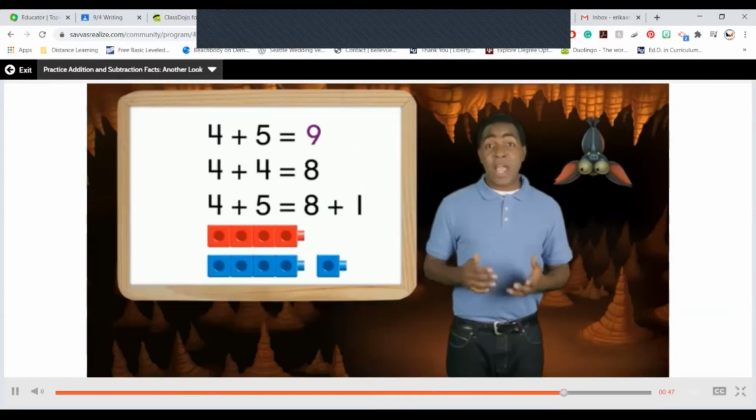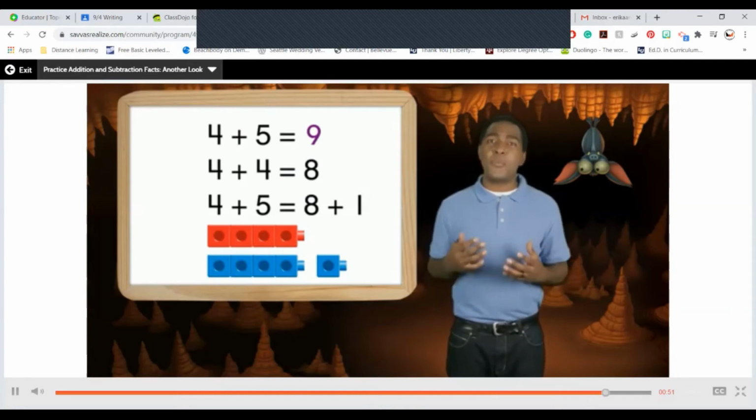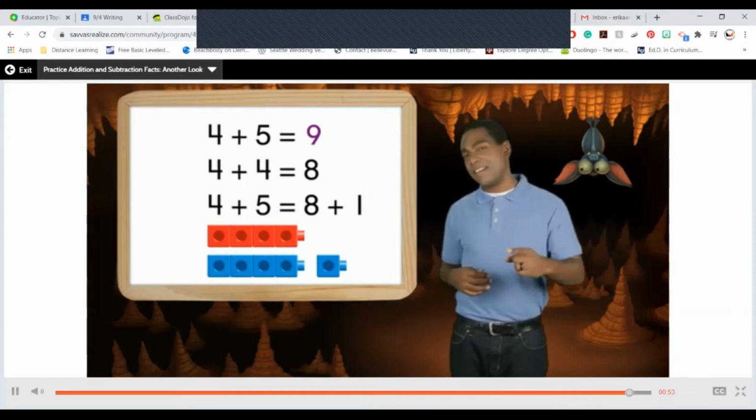Using addition and subtraction facts can help you solve problems that might look hard at first, but end up being super easy once you use what you know to break it down.